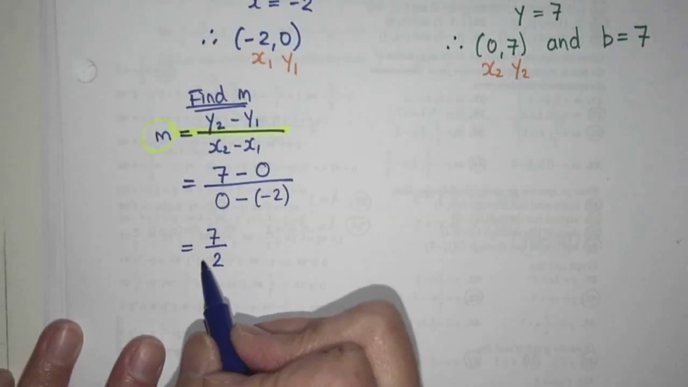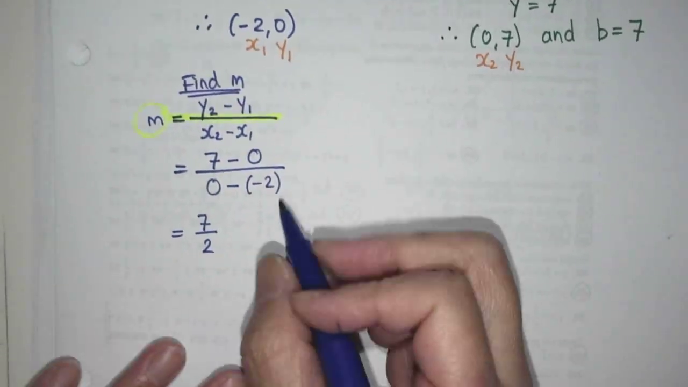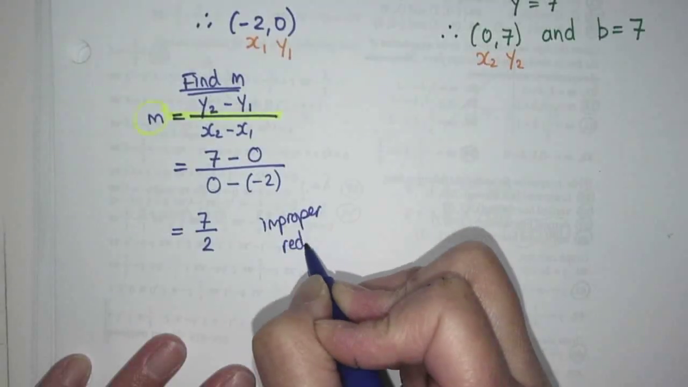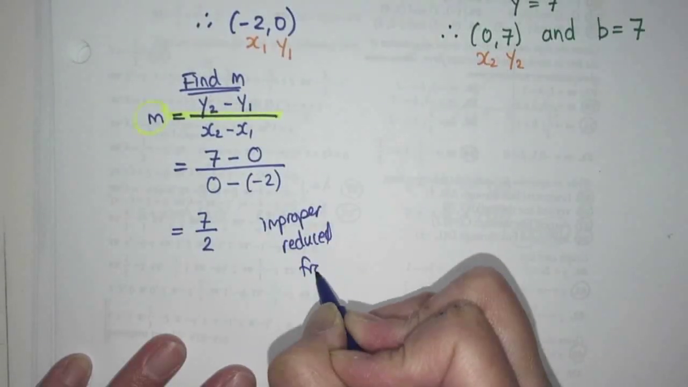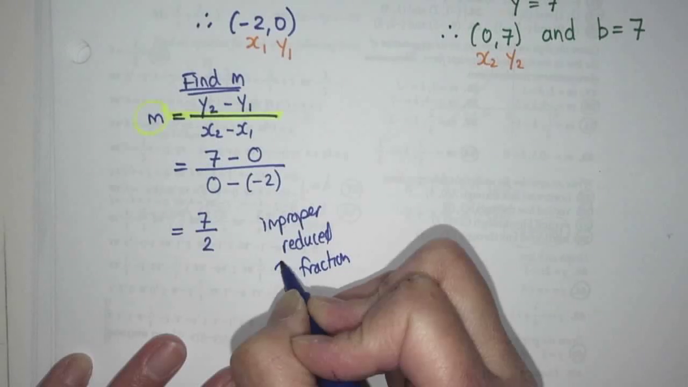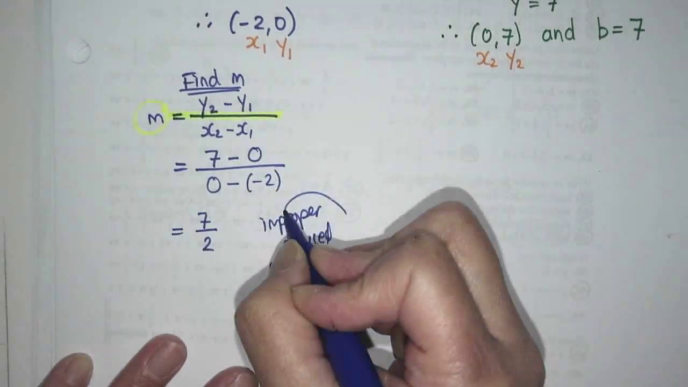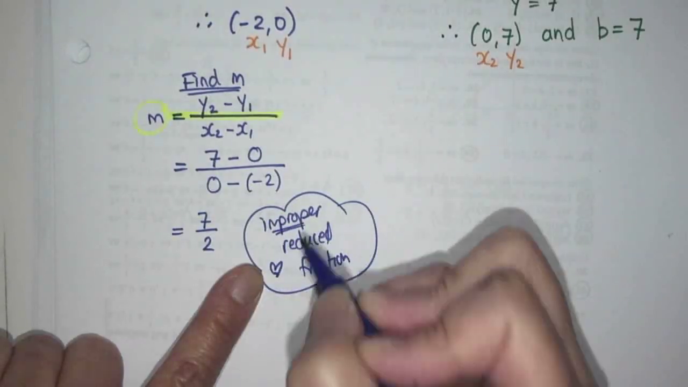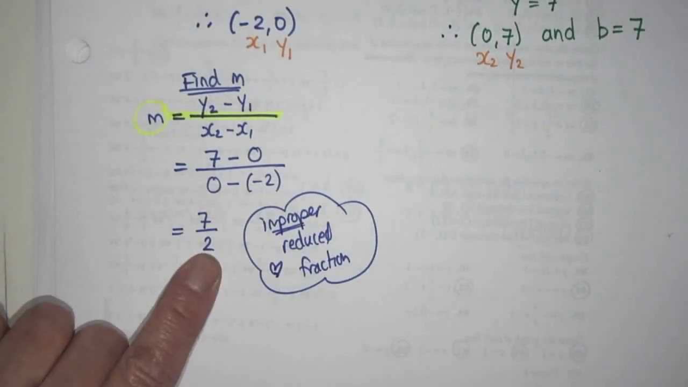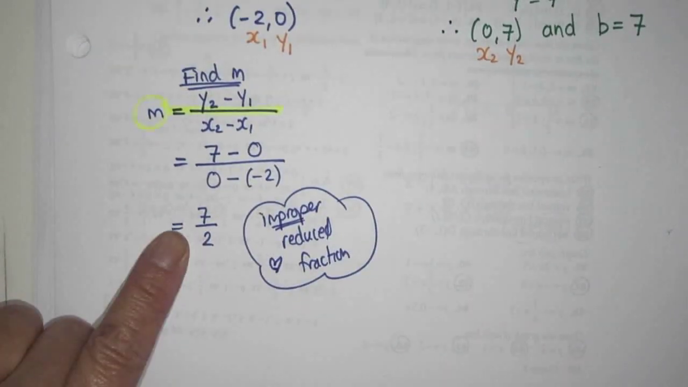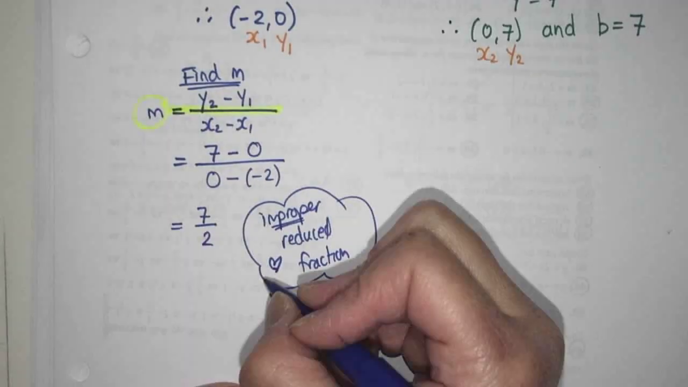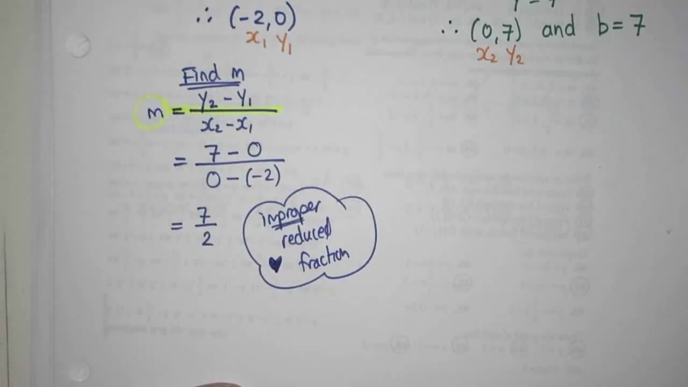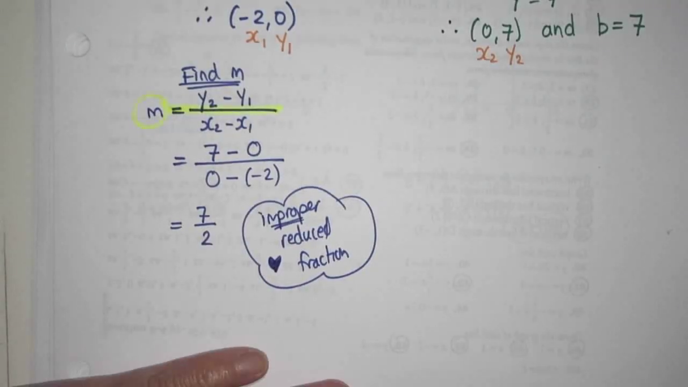If you can't simplify anymore, we leave it as an improper reduced fraction. Yay, we like that. That's a happy heart. Leave it that way. Do not change it to mixed. We do like improper. When we have the opportunity, we leave it improper, never mixed. Okay, fractions are good. Do not change that to a decimal. Leave it as a fraction.